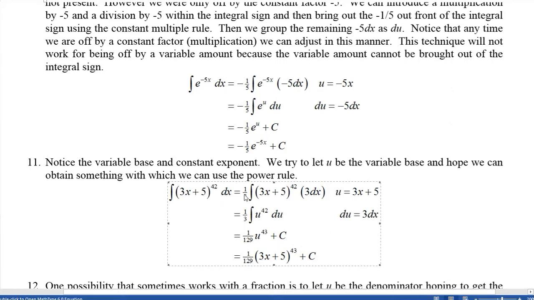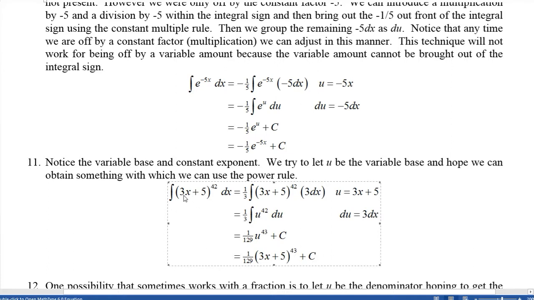Once again, we had the dx, but we didn't have the 3. So we put the 3 in here. We balance it with the 1/3 here, which we bring out front of the integral sign. Now, if we group the 3 and the dx together, that becomes du. And the 3x plus 5 grouped together becomes u. So we end up with u to the 42nd du for our integral, and then we have the 1/3 out front. Well, now this is just a power rule.